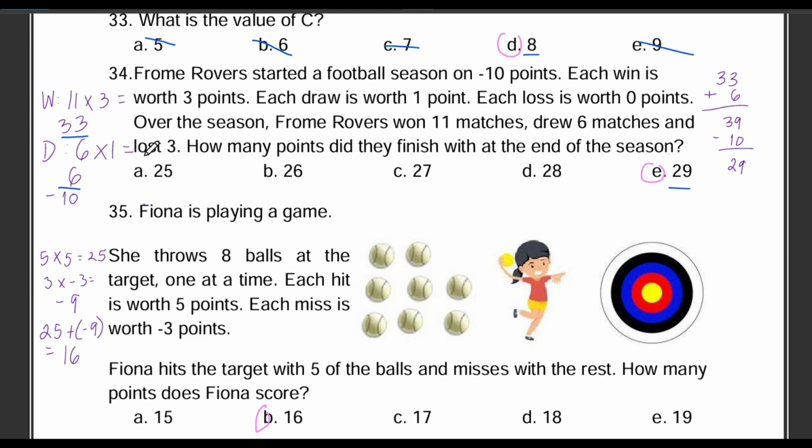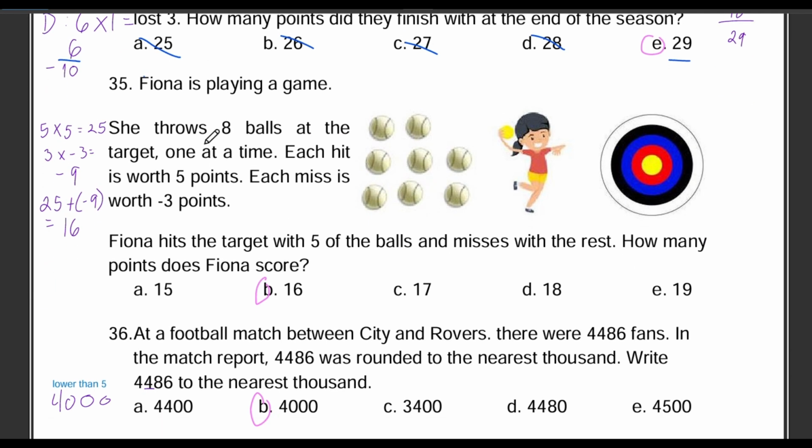Why not the others? A, 25 is too small. B, 26 is too small. C, 27 is too small. And D, 28 is too small. Next up, question 35. Fiona throws 8 balls. Each hit is worth 5 points, and each miss is worth minus 3 points. Fiona hits the target with 5 balls. Our options are A, 15, B, 16, C, 17, D, 18, or E, 19.